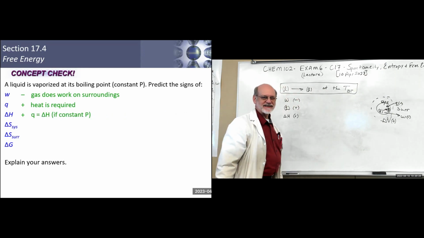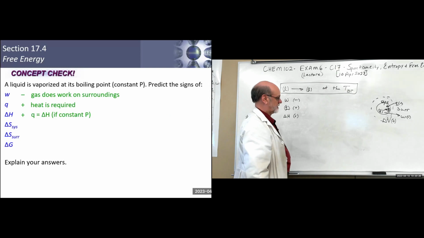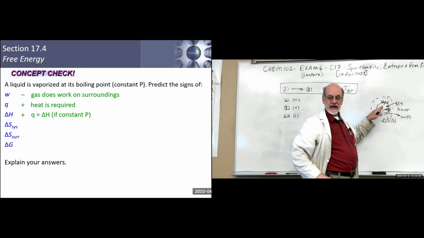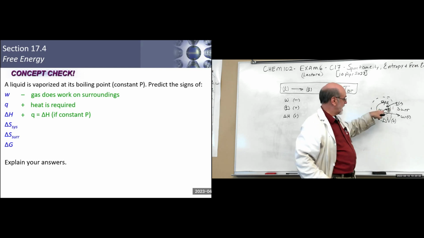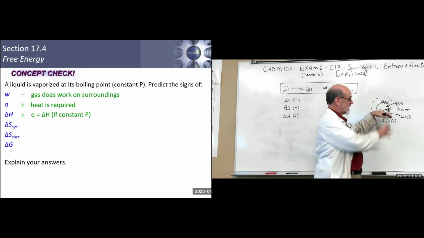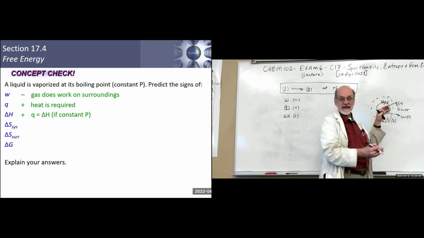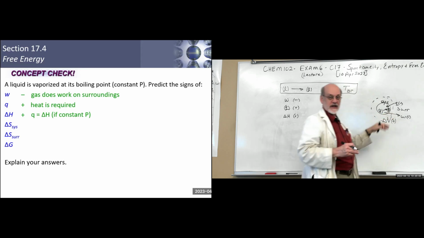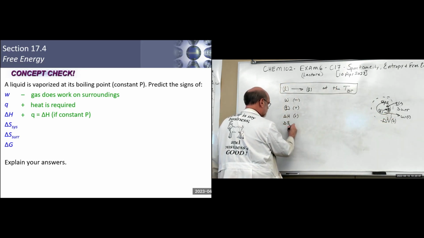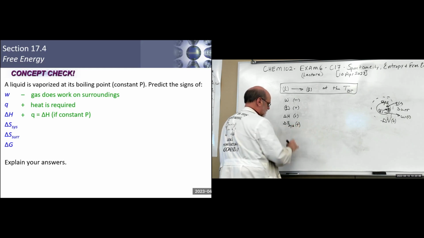How about delta S of the system? Well, we're adding energy to the system, so entropy is increasing, and we're making gas from a liquid. Positional energy is increasing because the volume has to expand in order to maintain pressure. So delta S for the system should be positive.